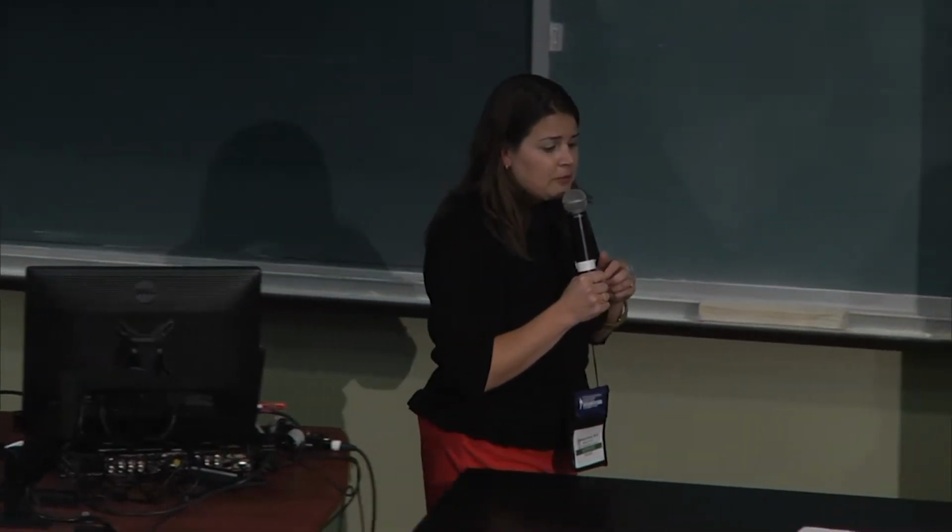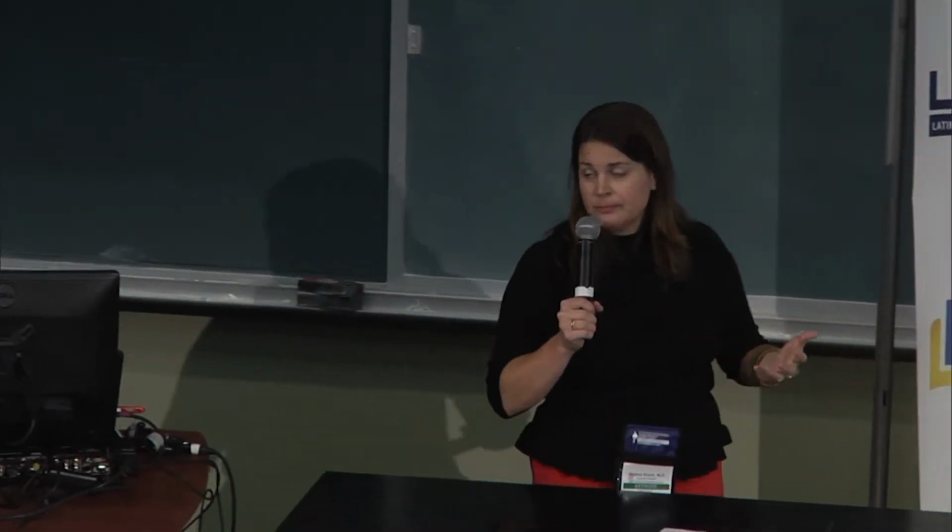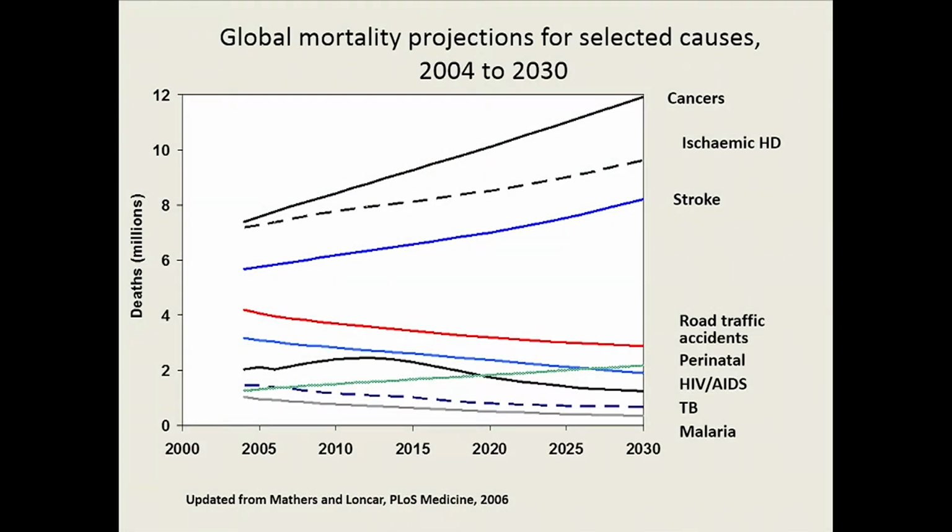Another reason we need to build health systems is because of the scope of non-communicable diseases. Non-communicable diseases, abbreviated NCD, are diseases like cancer, diabetes, hypertension, diseases that you don't get by sneezing on someone or having sex with someone. And this is a graph that shows you the mortality projections from 2004 to 2030 of various causes. You can see things like HIV are making a steady decline, TB is slightly declining, malaria slightly declining. But what's really increasing? Cancer, ischemic heart disease, stroke.